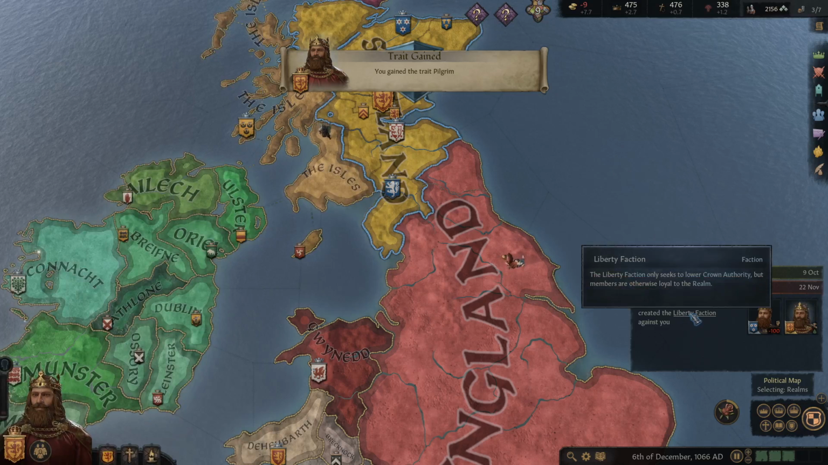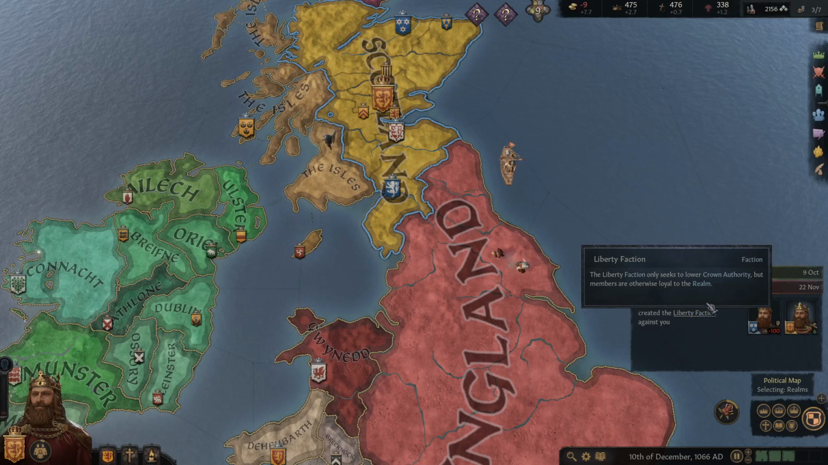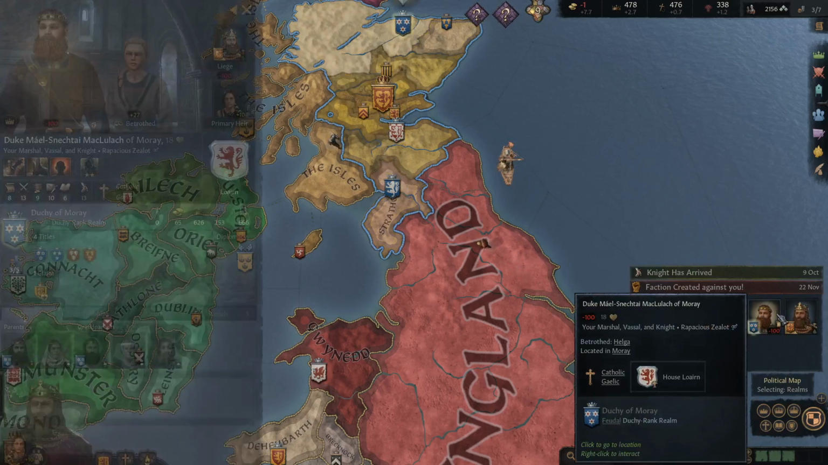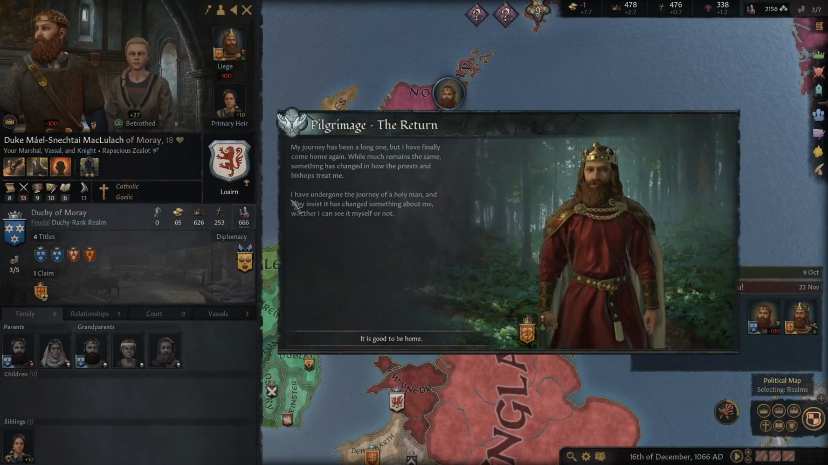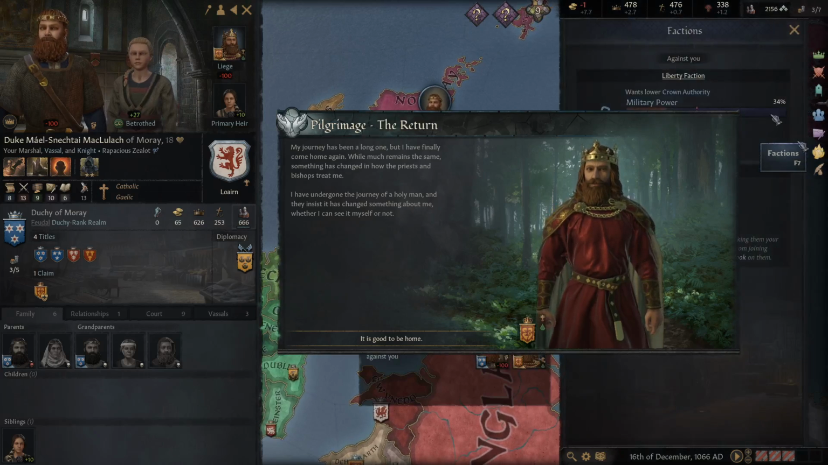Uh-oh, we have a Liberty faction here that has been created by the Duke of Moray, who's Gaelic, incidentally. All right, let's take a quick look at that faction. Oh, okay, I guess I have to do this first.